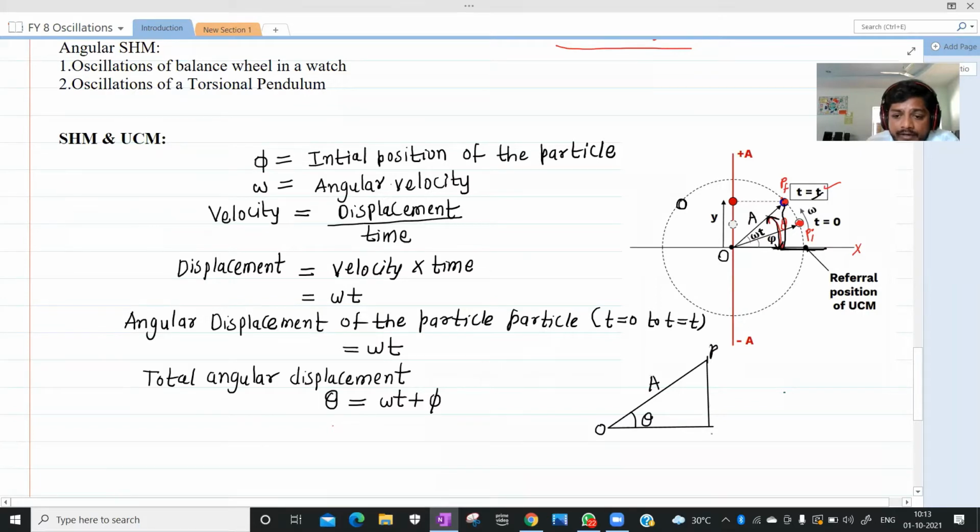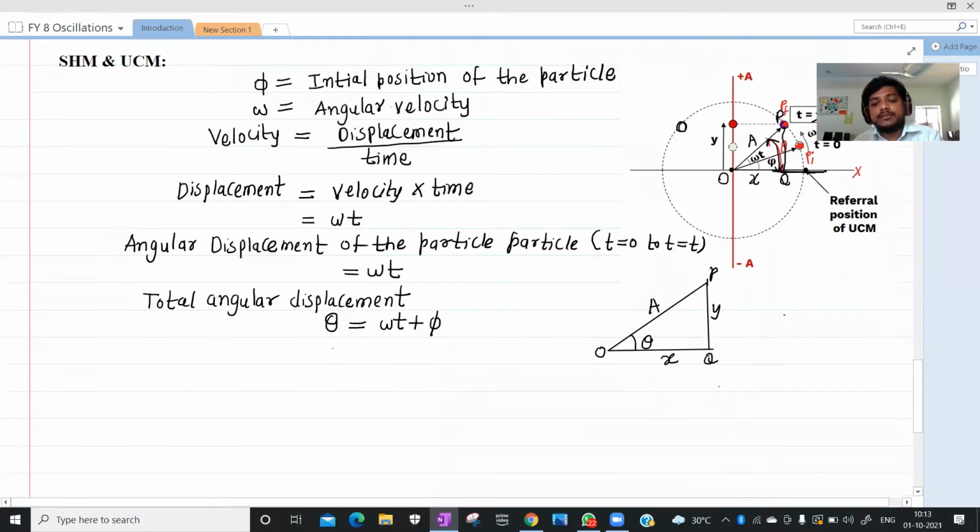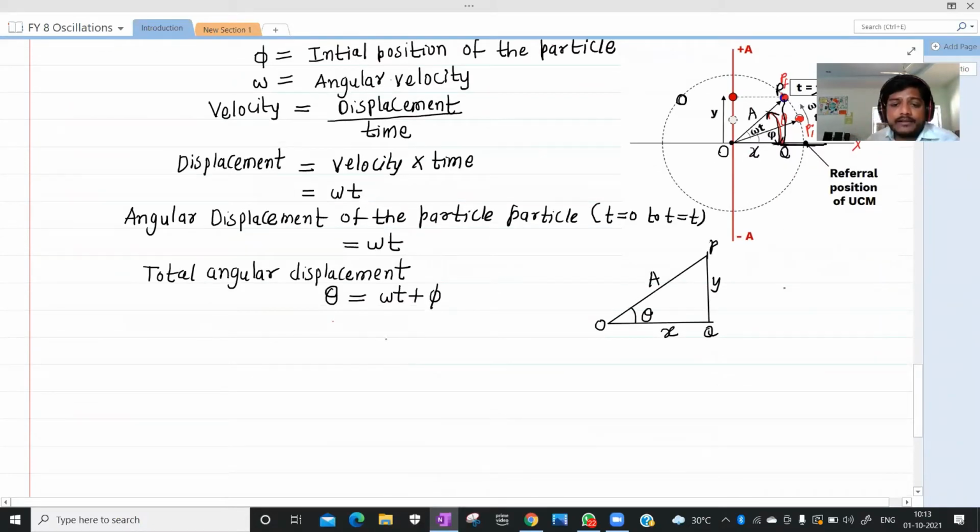For example, this is P, Q. This is the final position. This is point P, this is point Q. Along the x direction, the displacement will be small x. Along the y direction, the displacement will be small y. This is nothing but a right angle triangle.